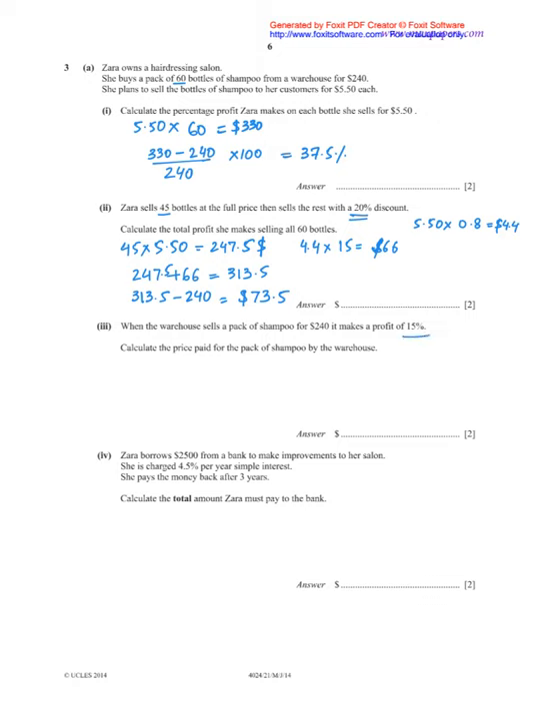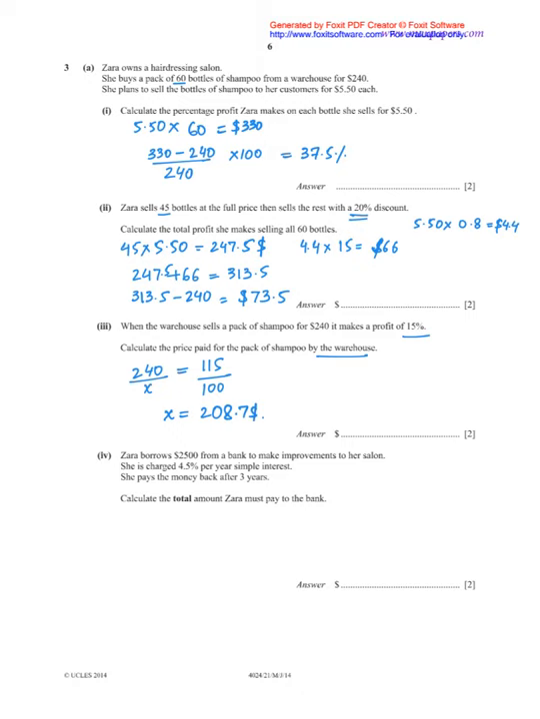Next part, when the warehouse sells a pack of shampoo for $240, it makes a profit of 15%. Calculate the price paid for the pack of shampoo by the warehouse. Alright, so when the warehouse sells, they made a profit of 15%. That means now it's 115 and the price is 240. So what price did they pay for the pack of shampoo? By doing cross multiplication, it will be 240 times 100 divided by 115, and that is equal to $208.7. That is the price they paid for the pack of shampoo.